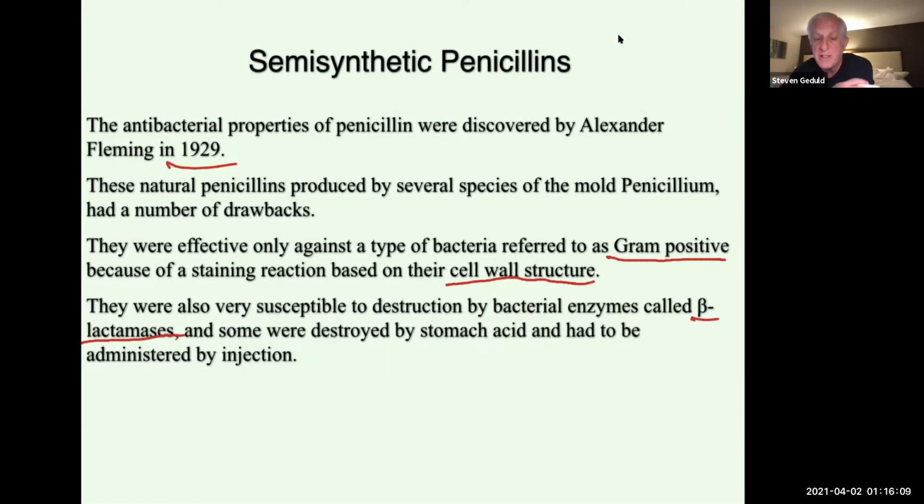And a lot of penicillin is destroyed in the stomach by the acid content. So you can't take it orally. We've modified things so that now we can take it orally. But the original penicillin had to be injected because it was destroyed by the stomach acid.